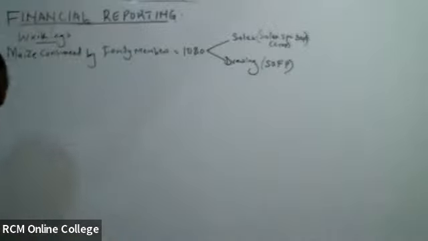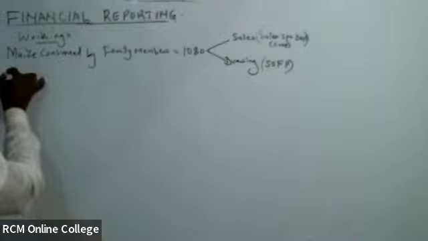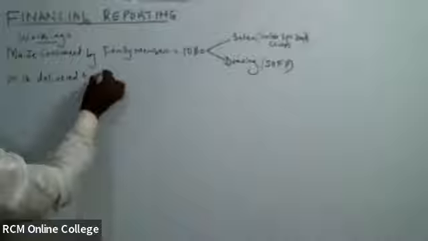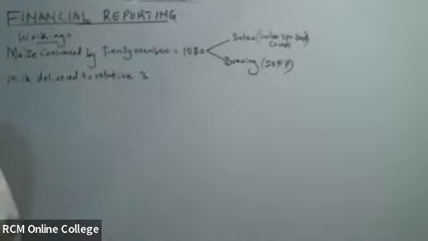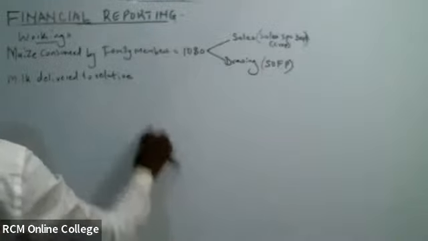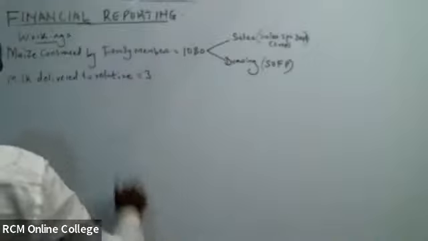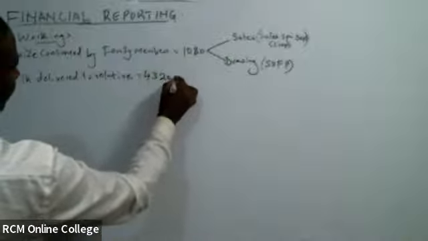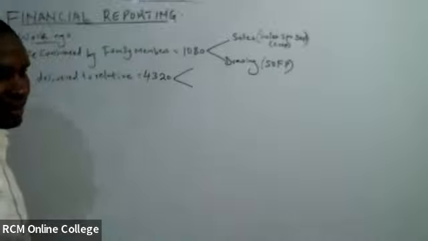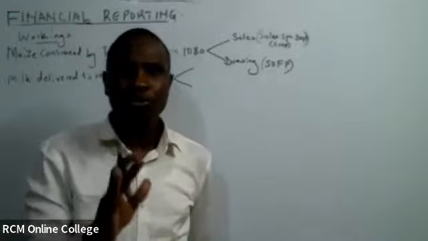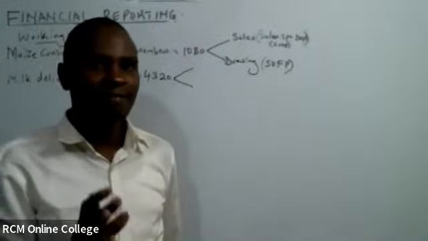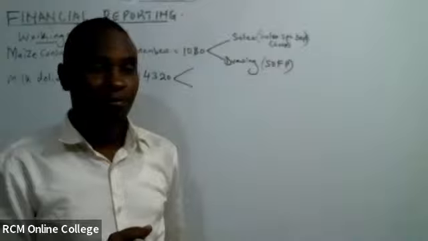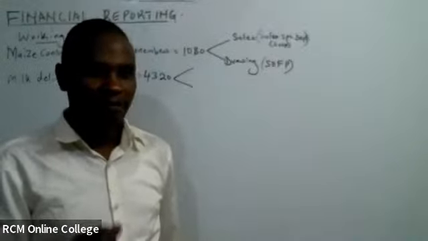The other item I see is milk delivered to the relative. This is another thing. Milk delivered to the relative. The amount is 4320. This is milk coming from livestock, right? It has been delivered to a relative. How are we going to treat it? There are two things. Milk delivered to relative.